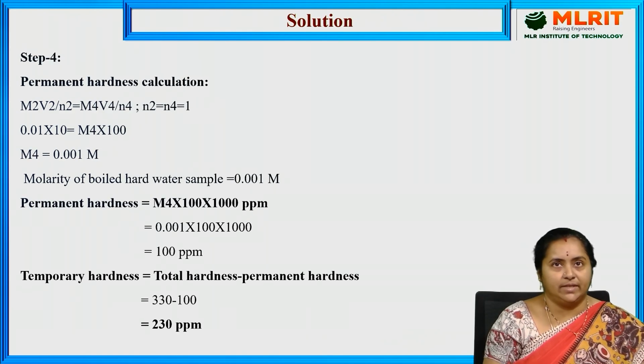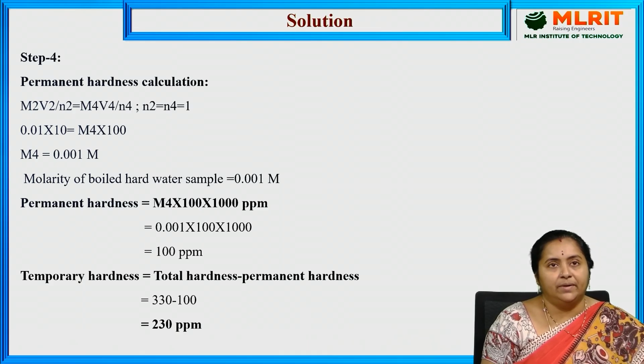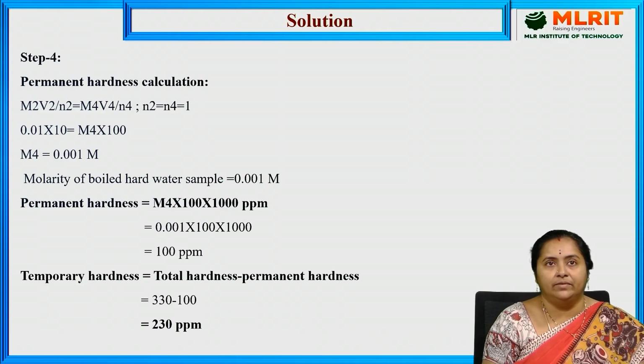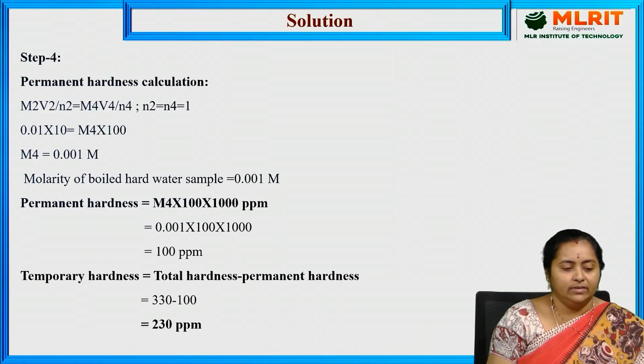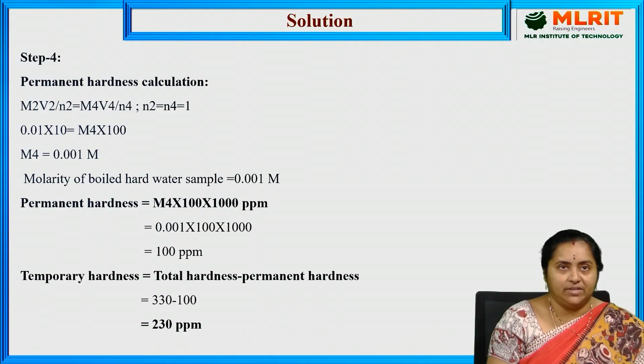And coming to step 4. Step 4 is nothing but calculation of permanent hardness. For this, the water sample that is supplied to the experiment is taken, boiled, followed by filtering and then cooling. From that, we are going to make use of 100 ml for this titration to take place.